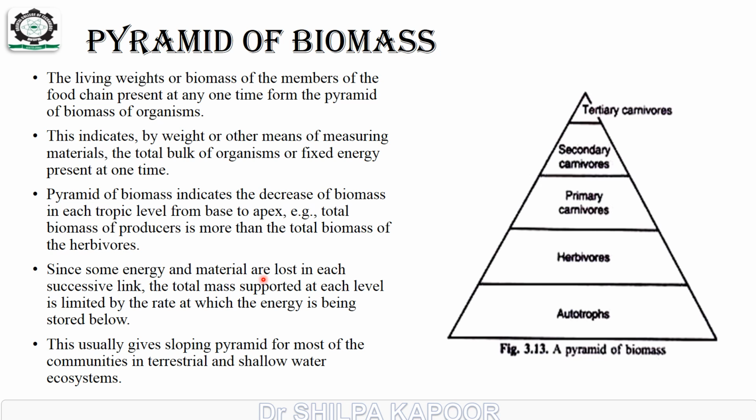Since some energy and material are lost in each successive link, the total mass supported at each level is limited by the rate at which the energy is being stored below. This usually gives a sloping pyramid for most of the communities in terrestrial and shallow water ecosystems. As depicted in the figure, the biomass of the autotrophs is more than the biomass of the herbivores. The biomass of the herbivores is more than the biomass of primary carnivores.